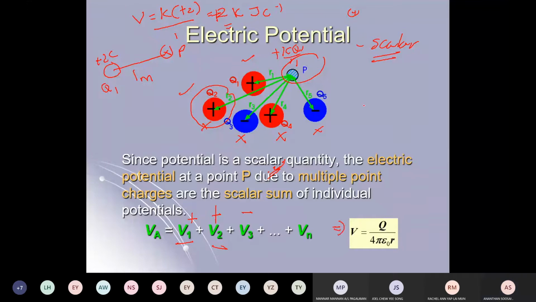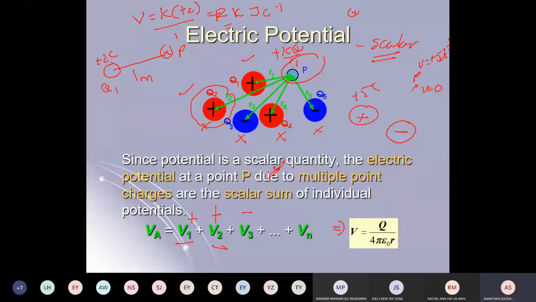So now tell me, is there a chance you have a positive potential at P, say positive 5 joule per coulomb, from one positive charge? Can you make the potential at P become 0? What charge do you bring nearer so that V could be 0? A positive charge or a negative charge? You bring a negative charge nearer.